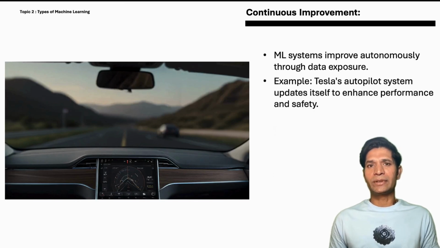It also helps with continuous improvement. Machine learning models are very good for continuous improvement. For example, Tesla's autopilot system updates itself. Let's say it does some wrong move, it updates itself to enhance performance and safety. So that's a very good example of continuous improvement.